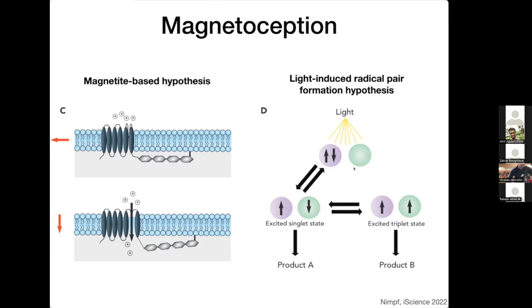And what seems to make people go in this direction is that, first, magnetoception is light sensitive. So if the animals don't have light, or don't have light at a specific frequency, it stops working. And also magnetoception is sensitive to certain radio frequencies. And this would be explained in the radical pair hypothesis and not in the magnetite hypothesis. But yeah, people fight apparently.